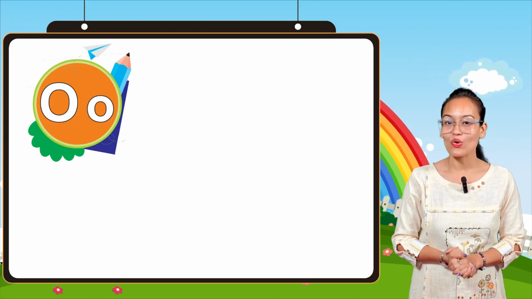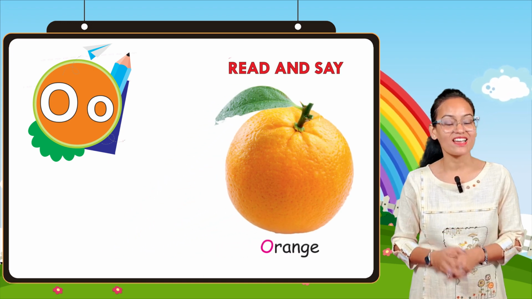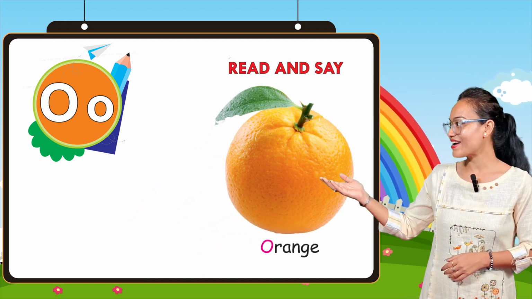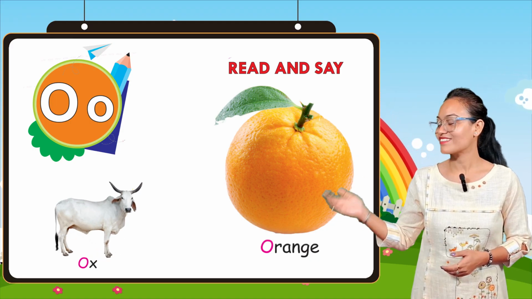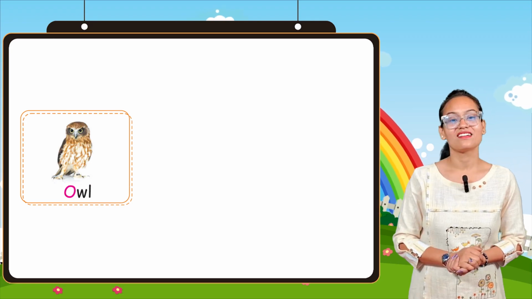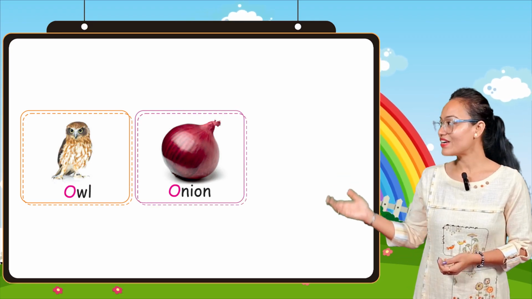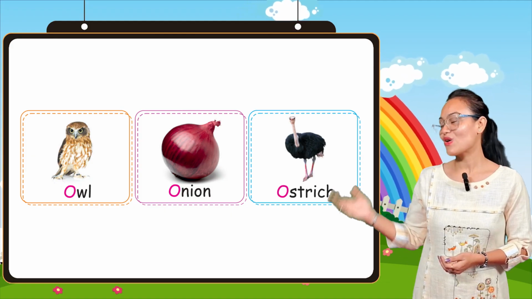Alphabet O. Capital O, small o. Read and say: O for orange, O for ox, O for owl, O for onion, and O for ostrich.